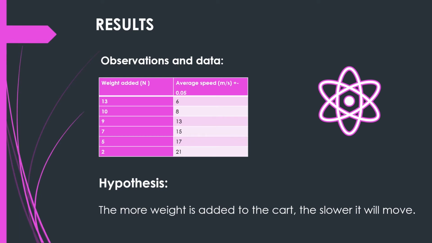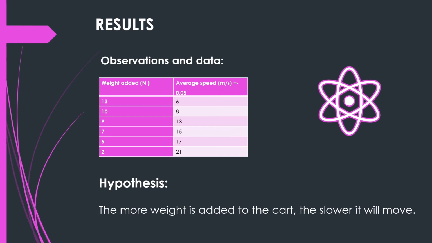Next, we are able to see the results. This includes the observations and data. On the left column of our chart, we have the weight added in newtons. Notice how it goes from the highest weight to the lowest weight. On the right column, we have the average speed in meters per second, with an uncertainty of plus minus 0.05.